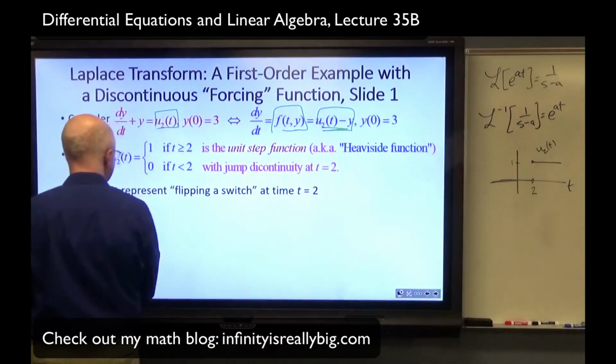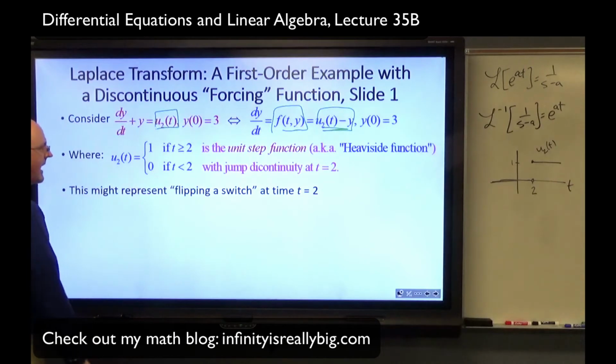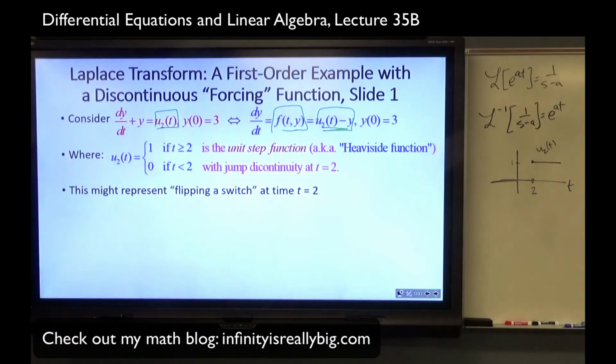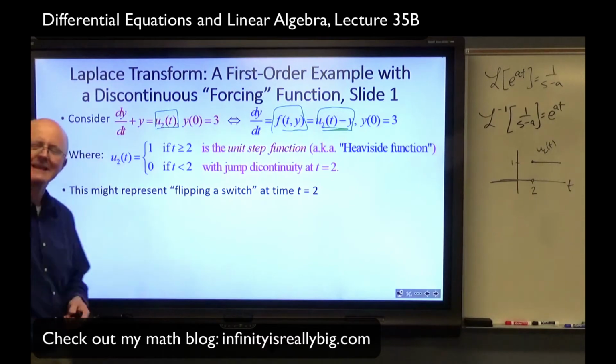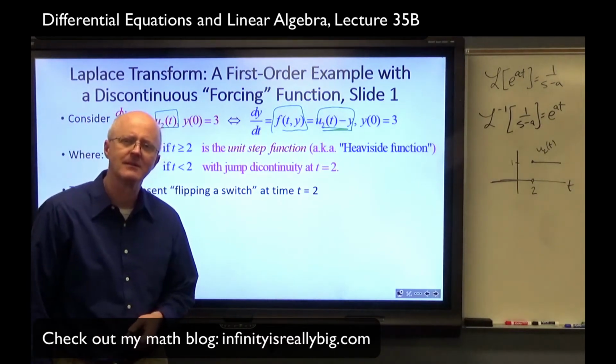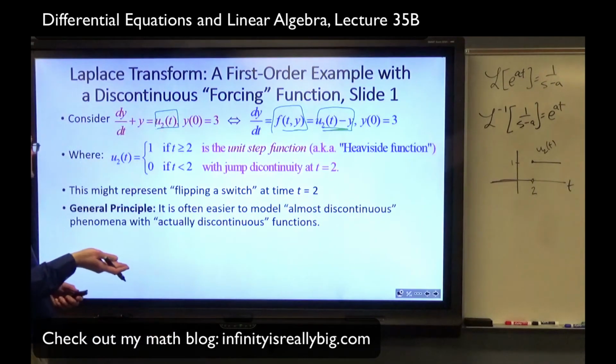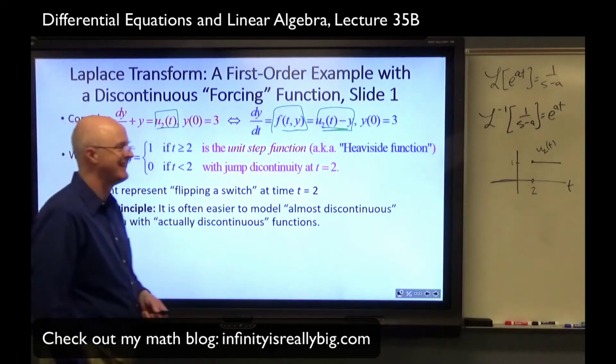Like I mentioned before, this might represent flipping a switch at time t equals 2, like in a little electric circuit. You might have a switch that turns the current or the voltage on and off. But wait a minute, is that really a discontinuous operation? Isn't there, I mean, it's got to move, doesn't it? Here's a general principle. It is often easier to model almost discontinuous phenomena in real life with actually discontinuous functions.